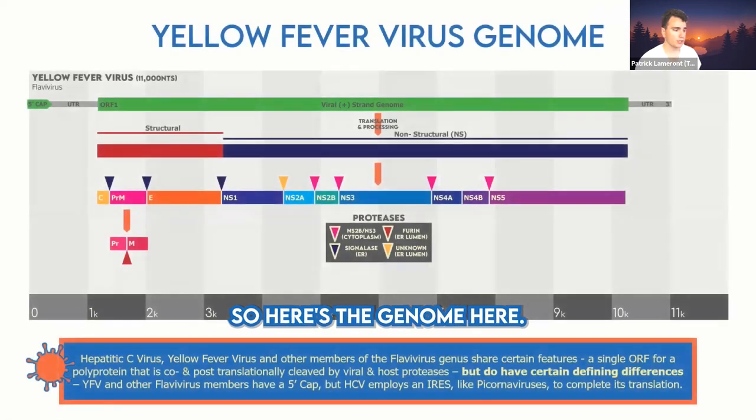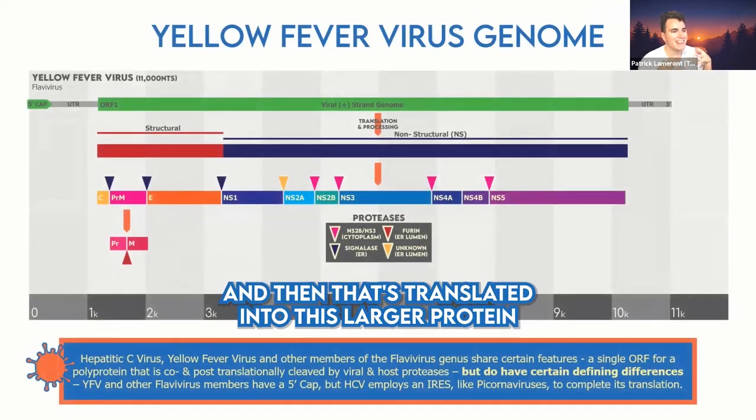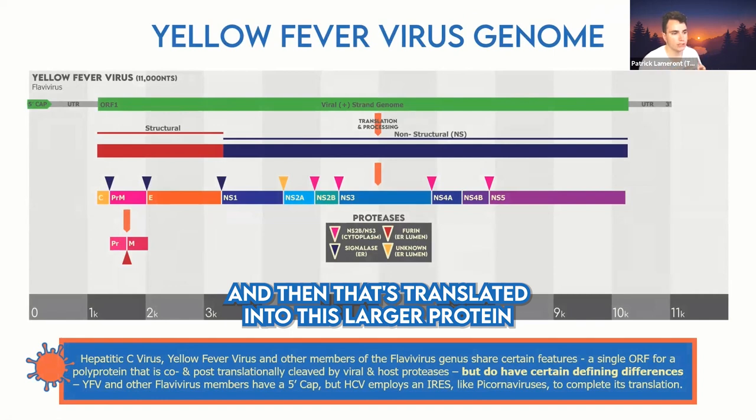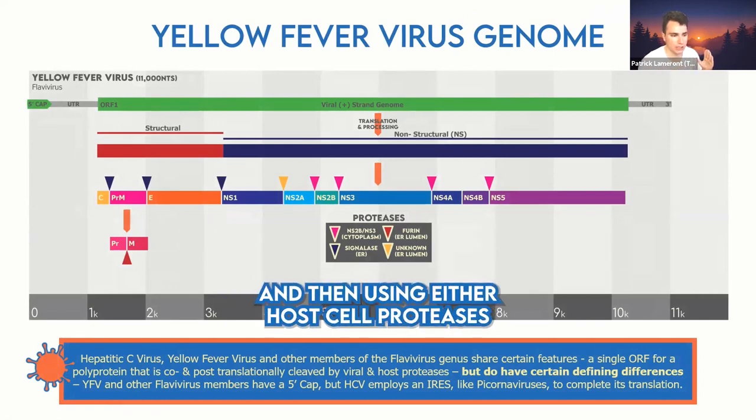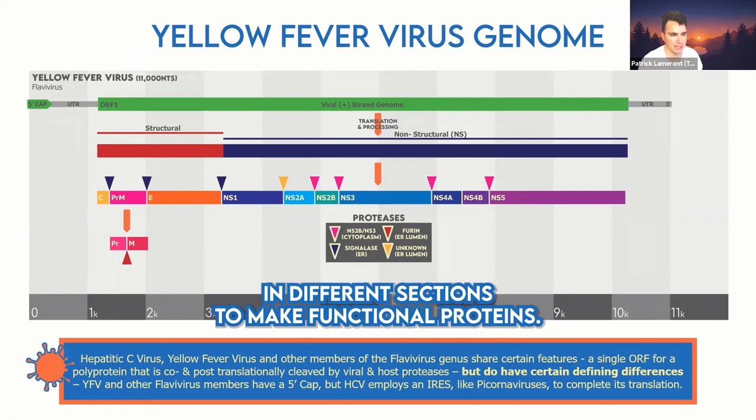So here's the genome. Again, one big open reading frame, and then that's translated into this larger protein, and then using either host cell proteases or viral encoded proteases, it's able to chop that up in different sections to make functional proteins.